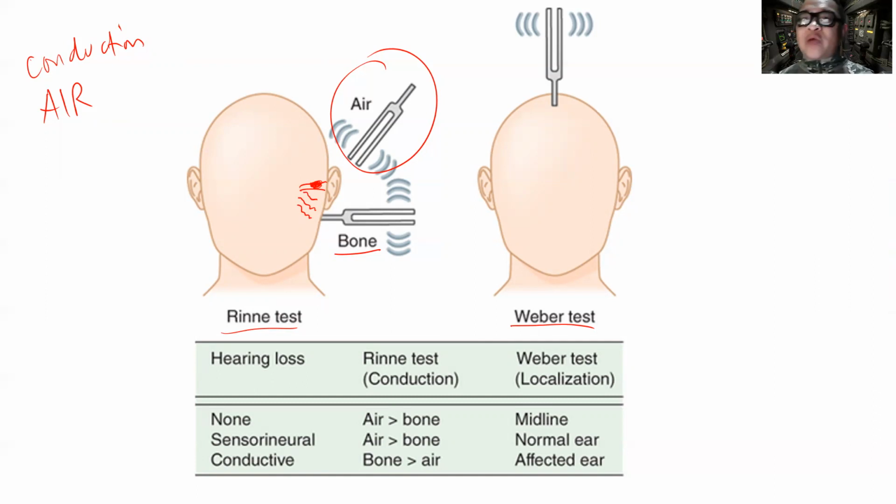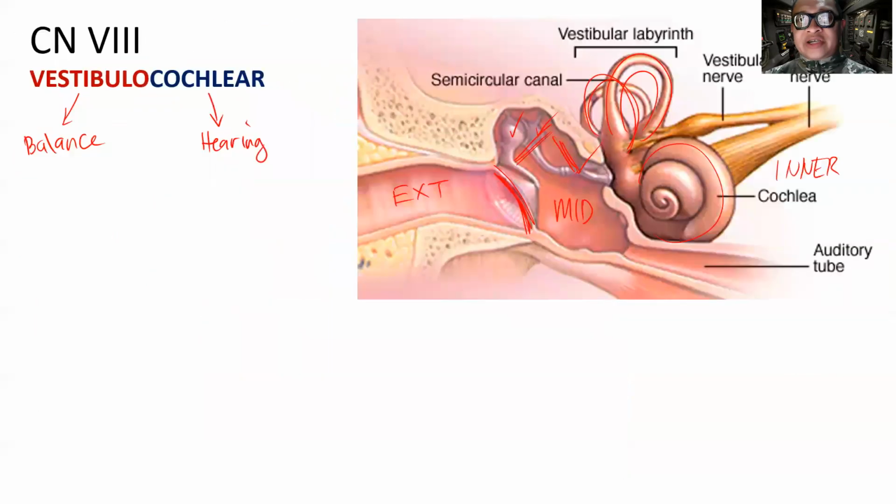Now, your Weber test is a test for localization. You basically put it in the middle and ask the patient how they are perceiving it. Are they hearing it equally in both ears? It's a more general test. Just check if both ears are hearing fine, and you can test individual ears with air and bone conduction. So that's it. Now, I'll just go back here first, and I just want to show you this.